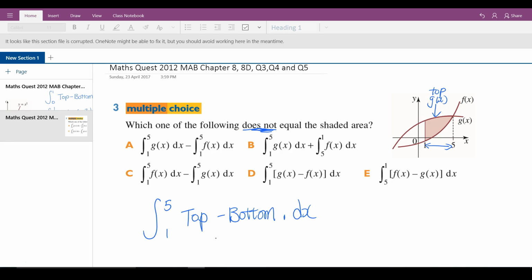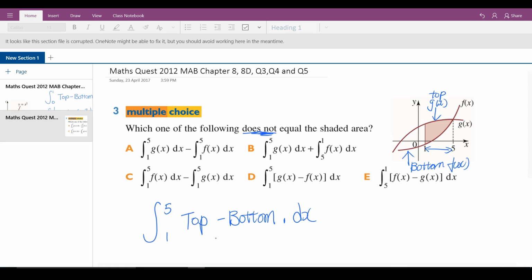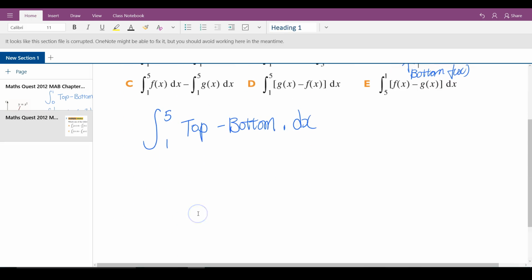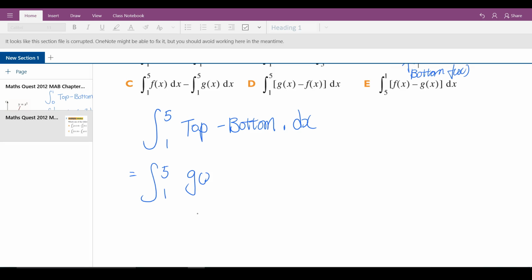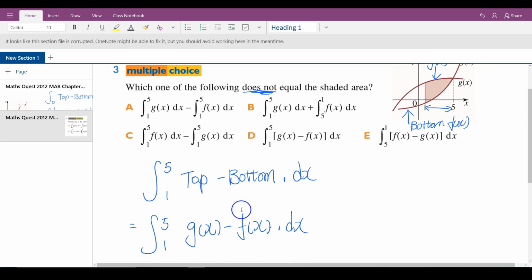All right, the bottom one is the f of x. So it becomes top, g of x minus f of x, dx. So this should be the correct expression for the shaded area. All right, so let's look at our choices.